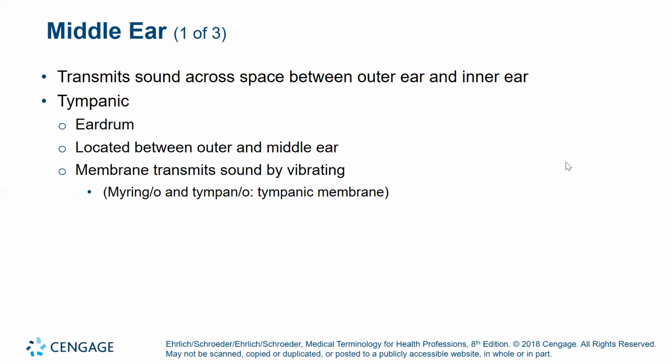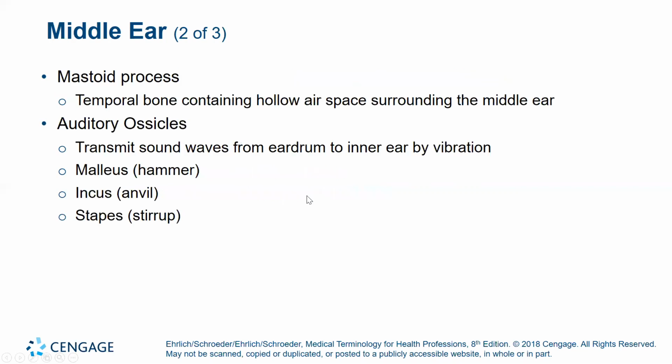The middle ear then transmits sound across space between outer ear and inner ear. We have the tympanic membrane, also known as the eardrum. It's located between the outer and middle ear. The membrane transmits sound by vibrating. Looking at this, myringo and tympano both mean tympanic membrane. So these are combining forms that mean tympanic membrane. We have the mastoid process. This is a temporal bone containing hollow air spaces around the middle ear. We have the auditory ossicles. They transmit sound waves from the eardrum to the inner ear by vibration. The malleus, the incus, and the stapes.